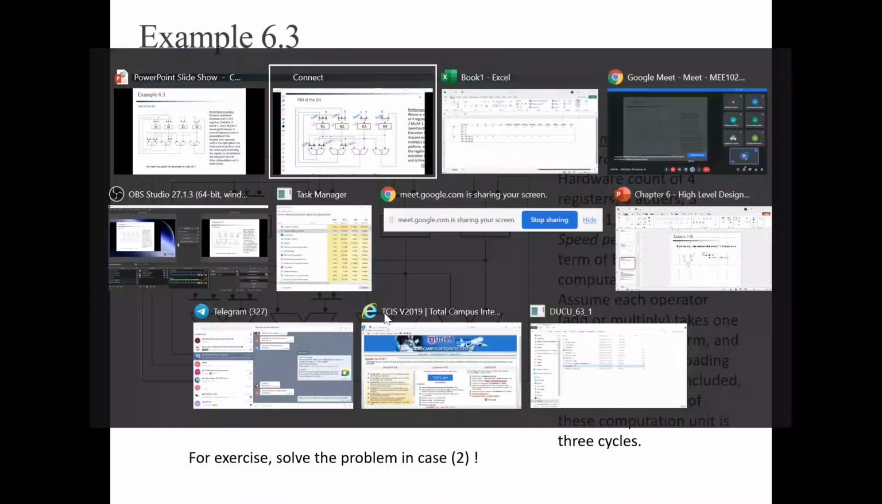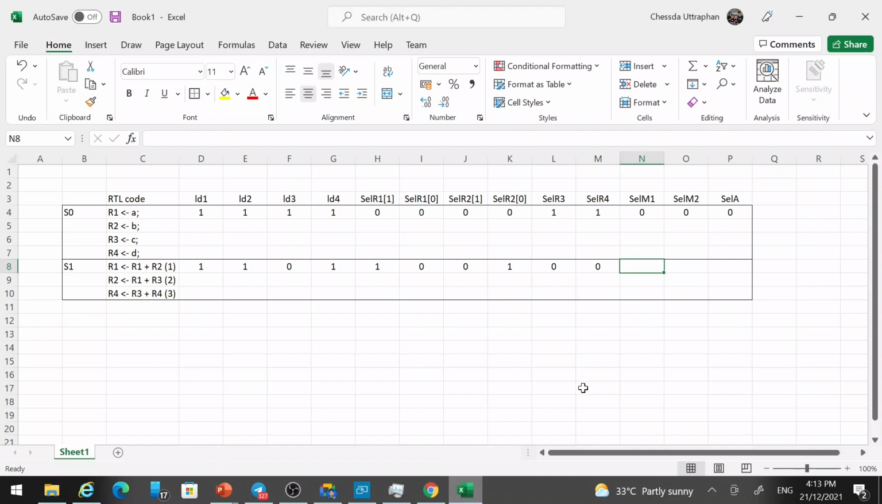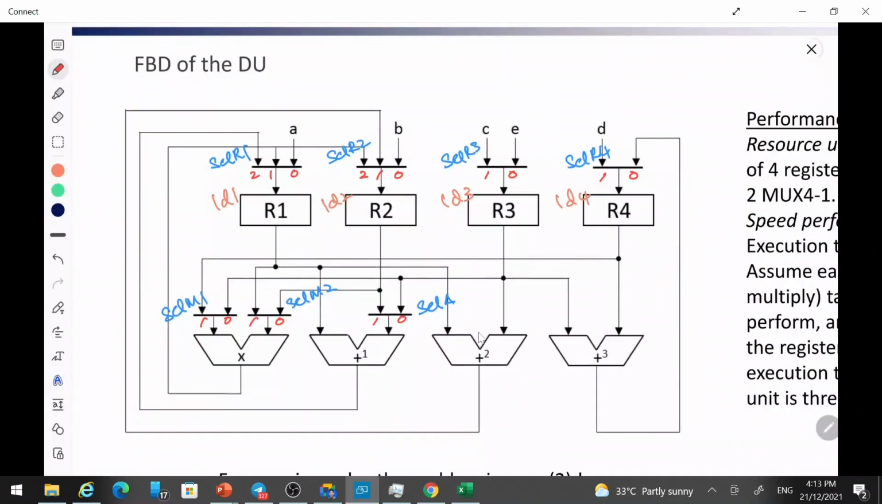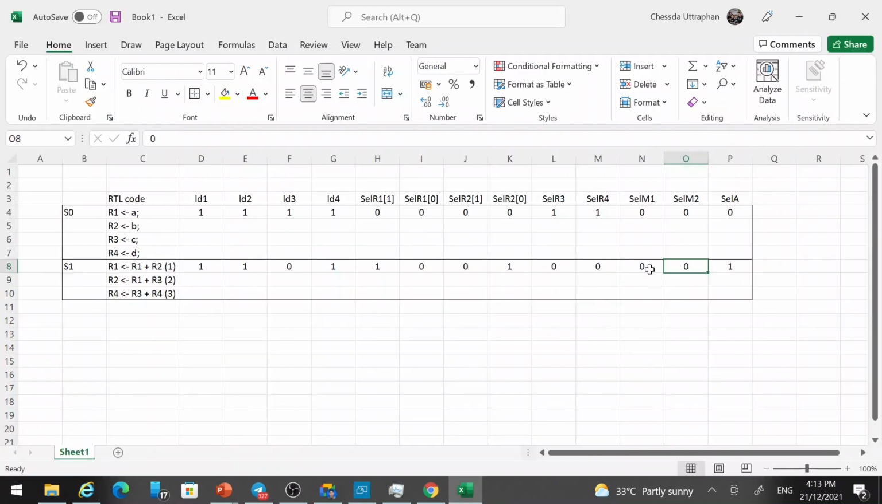SELA, R2 should be 1. So SELA should be 1. Multiplier, do we use multiplier? No, we don't use multiplier, so this should be 0 and 0. And what about the other? This, nothing to do, right? So that should be our control signal. So that will be for S1.